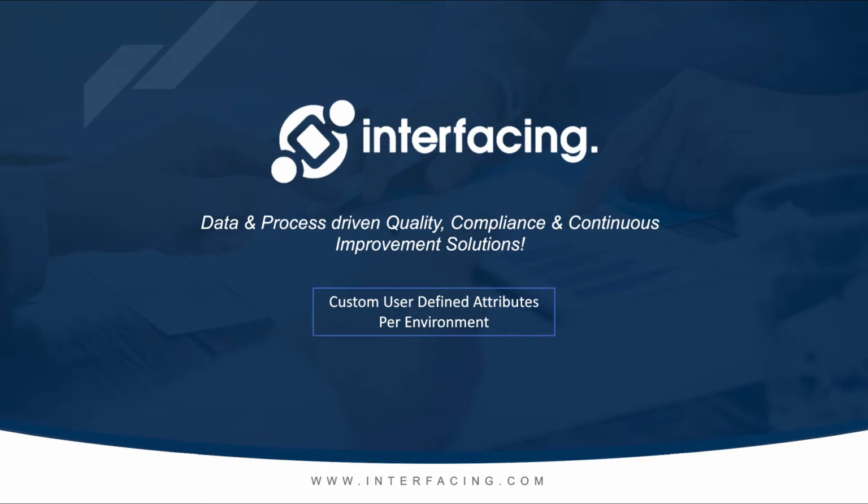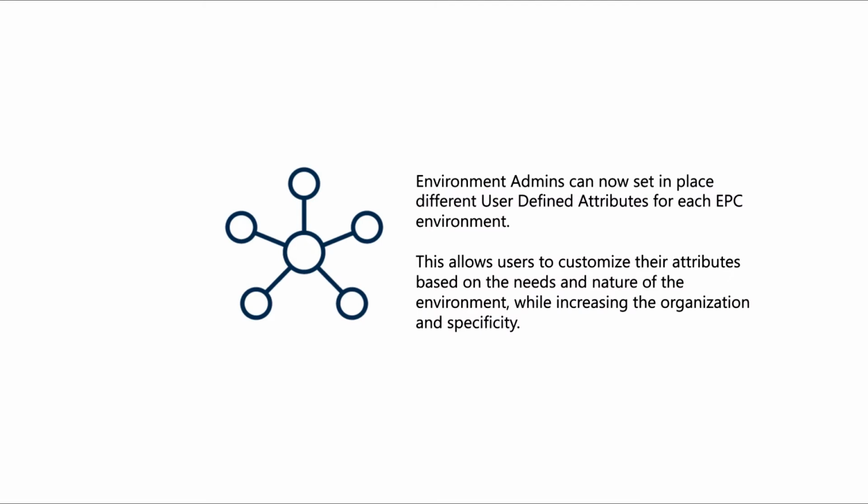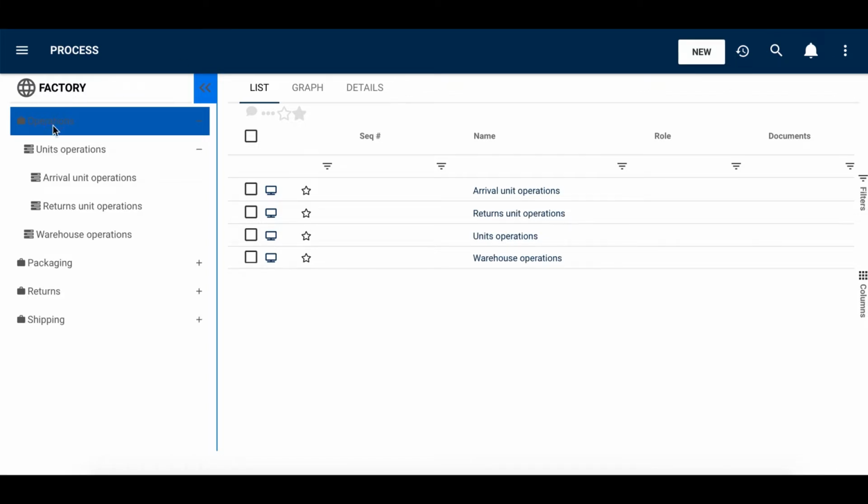Custom user-defined attributes per environment. Environment admins can now set in place different user-defined attributes for each EPC environment. This allows users to customize their attributes based on the needs and nature of the environment, while increasing the organization and specificity. Let's say our company has two EPC environments, one for our head office and one for our factory. The custom attributes needed are distinct, or some may be mandatory for one environment and for the other may not even be applicable.